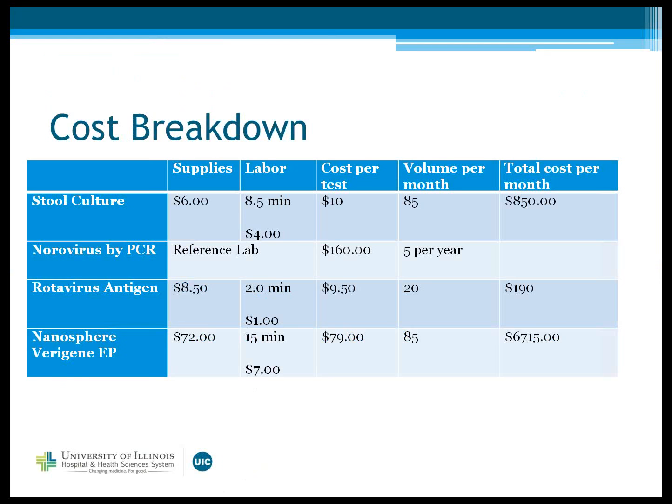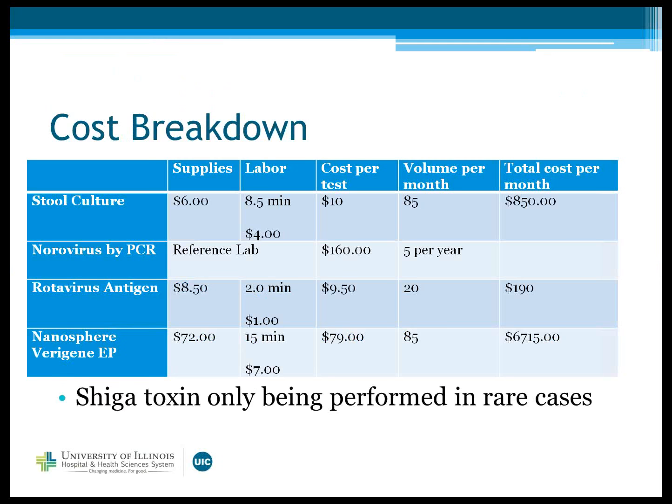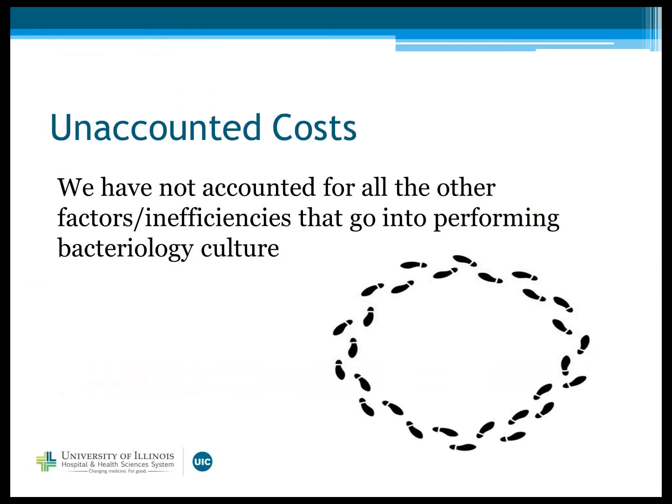You can see the cost listed here. And for norovirus, we were sending out about 5 of those a year. So when we looked at this, just based on cost, it's really an apples and oranges argument. And Shiga toxin for us is not a test that we were offering, and it was only being performed or sent out, requested, in rare cases.